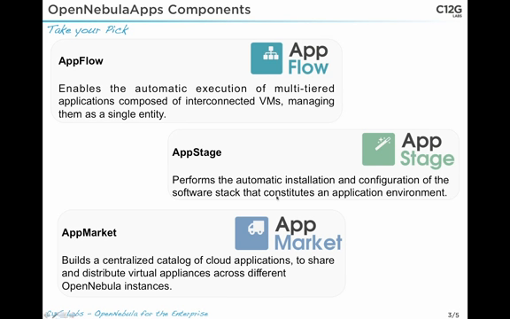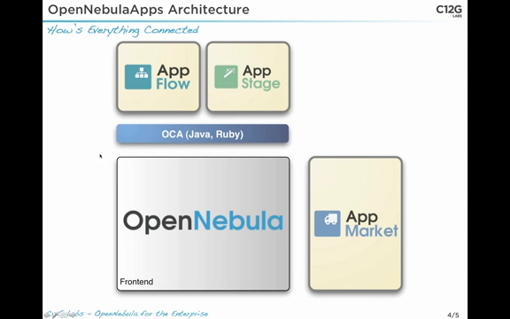Okay, so moving on. This is a bit of the architecture of the OpenNebula apps. So you can see here that the building block is still OpenNebula. It's the one that is going to carry all the low-level operations with the virtual machines, and through the OCA interface, which is basically the OpenNebula Cloud API, the applications like Upflow and Upstage can carry out their duties.